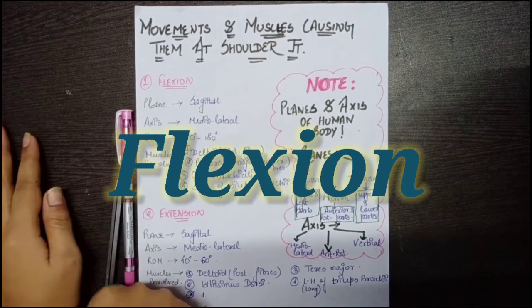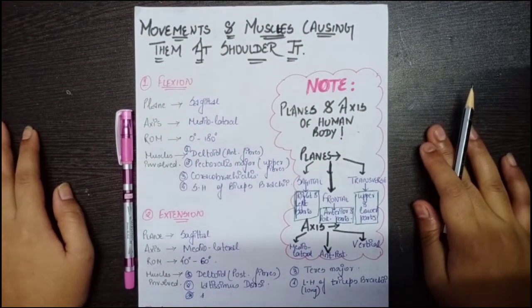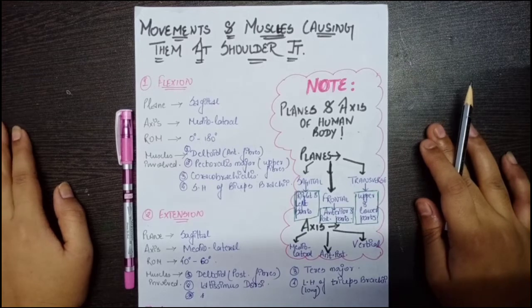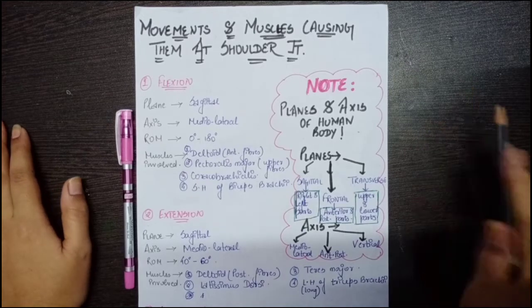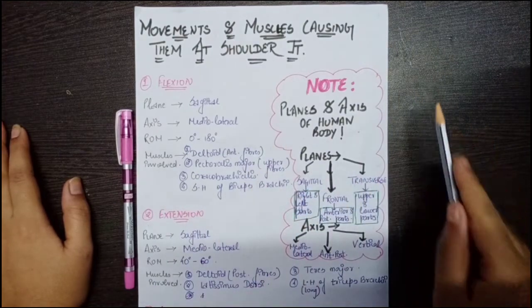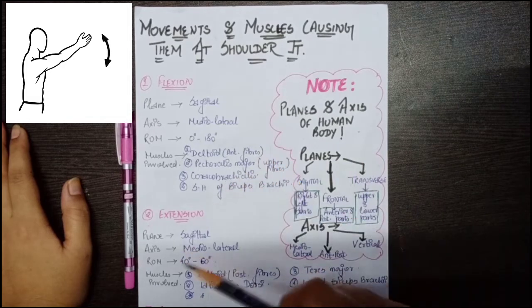You can see in the notes over here, the flexion. Defining flexion: flexion is a movement of the arm forwards and laterally. Defining again, flexion is a movement of the arm forward and laterally, as you can see in the picture shown on the screen.